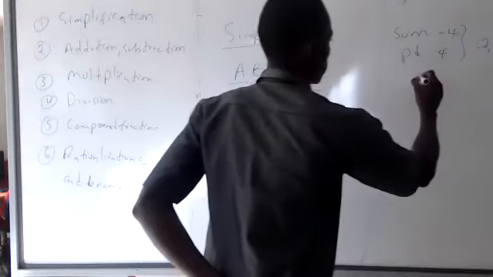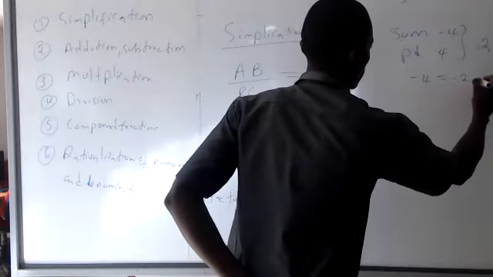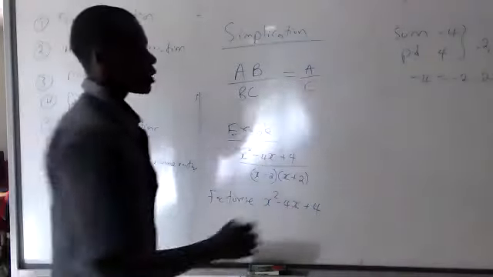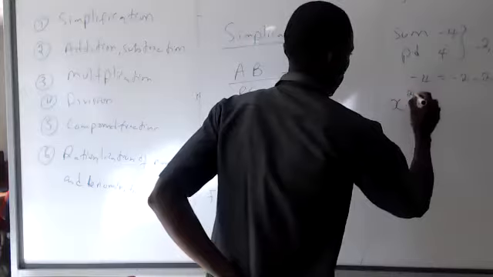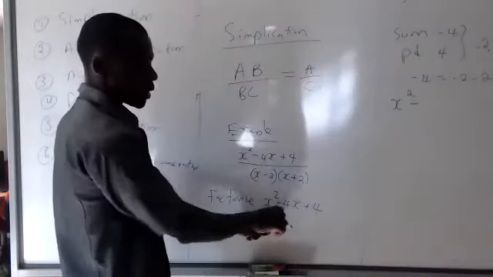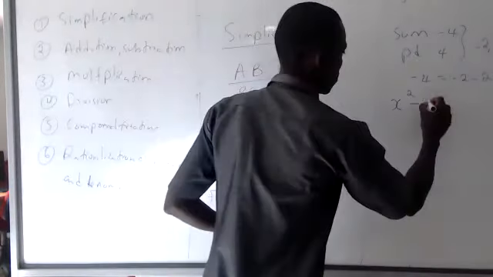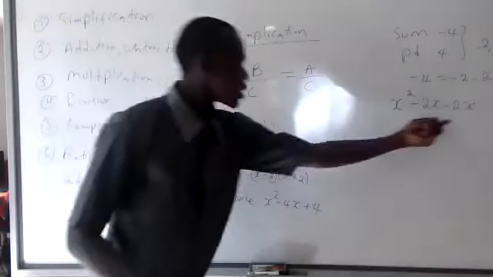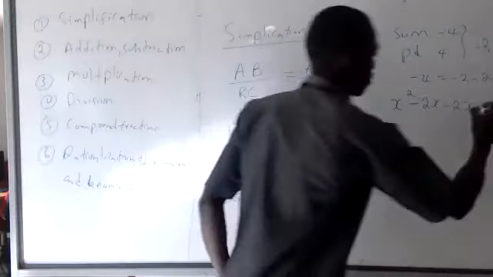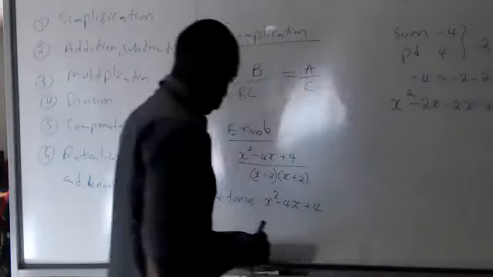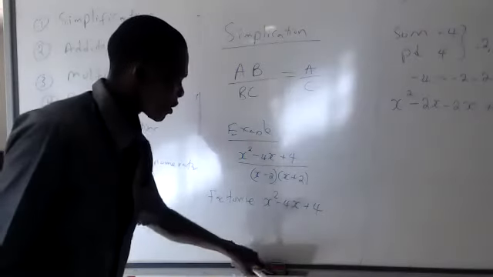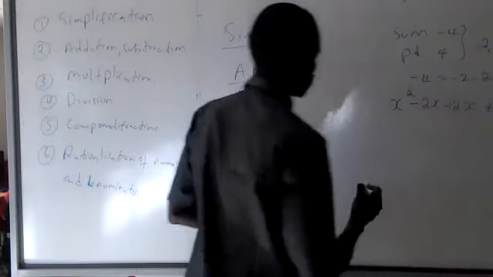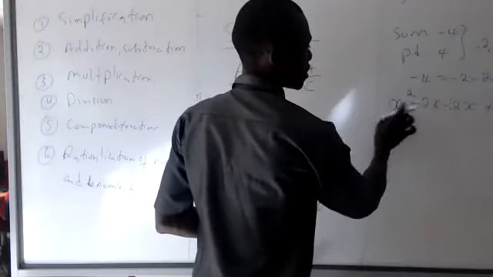So this simply means you could write -4 as -2 minus 2. So that instead of x squared minus 4x plus 4, we have x squared minus 2x minus 2x plus 4. This is just another way of writing minus 4x plus 4. Then now group the terms. In the first term, the common term is x.